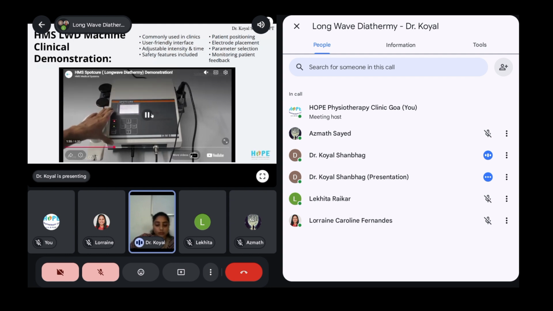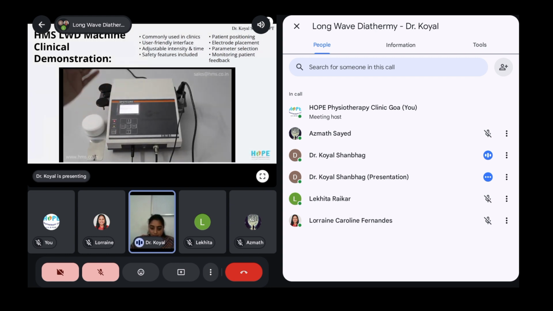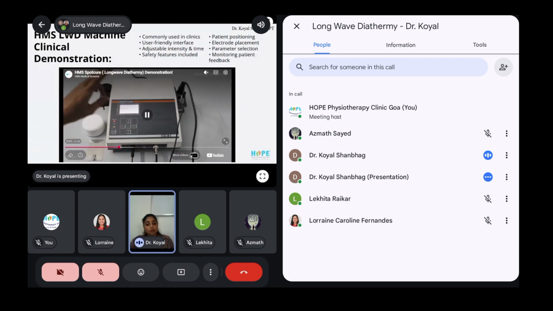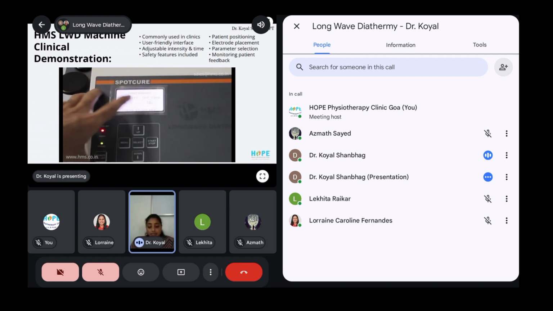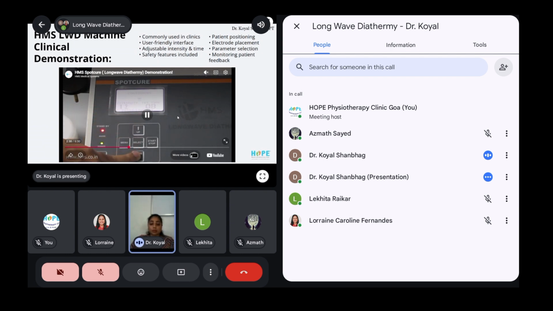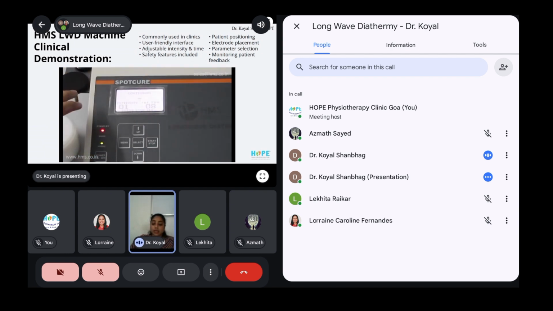So this machine has a capacitor mode. It doesn't have the resistive mode. What's the difference between capacitor and resistive mode? The capacitor mode targets only the superficial soft tissues like muscles and fat, whereas the resistive mode focuses on the deeper tissues, going up to the bone, the ligaments and other structures. So this machine only has the capacitor mode. They are working on the resistive mode.